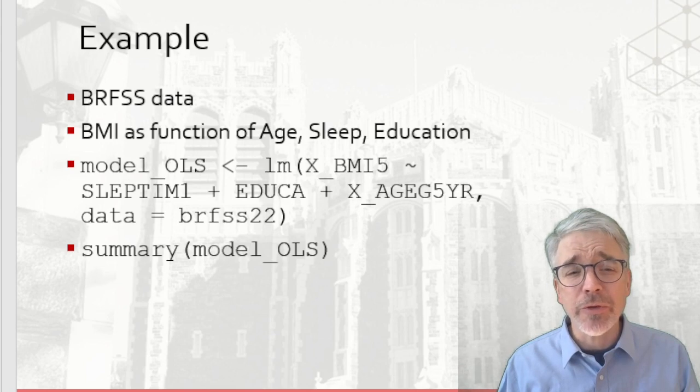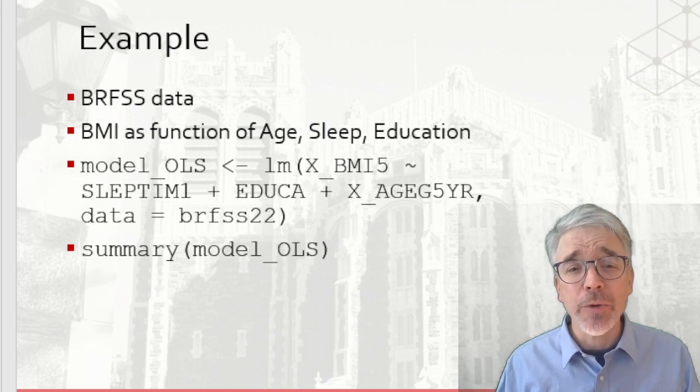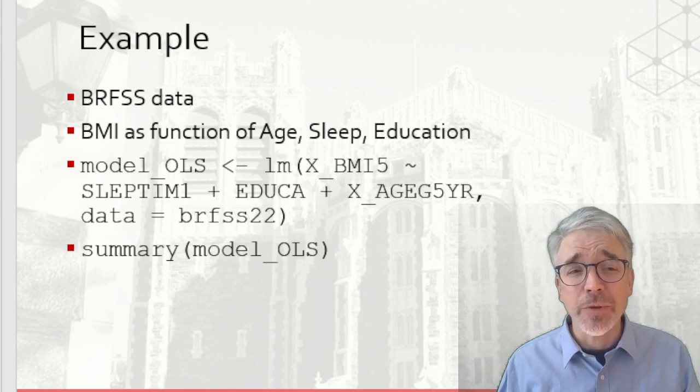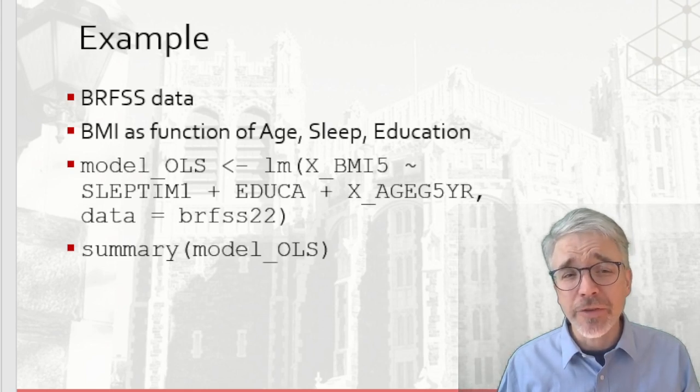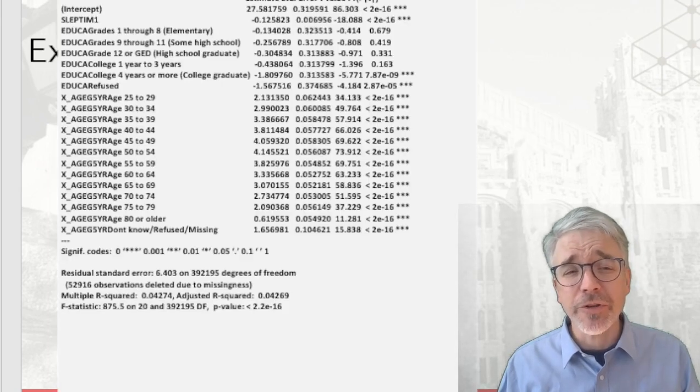Here's a simple example using BRFSS data. Using the BRFSS data, we want to explain BMI for each person with age, education, and how many hours of sleep they get. In R, we create an object, here we'll call it model OLS, defined by the lm call for linear model. The formula is the format y twiddle x1 plus x2 plus x3, and data is the full BRFSS 22. If you did it for the people in the tri-state area or the ACE subsample, that would be different data to be used. These are the results that R spits out.